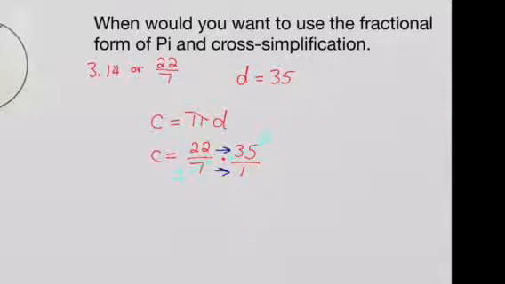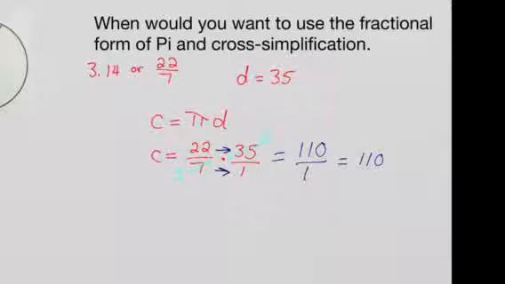So 22 times 5 equals 110. And 1, sorry about that, pressed the wrong button. 1 times 1 is 1. Therefore, we have 110 over 1, and any number over 1 is simply itself. So our answer is 110.